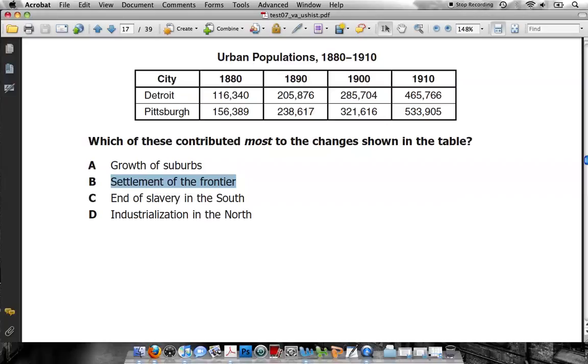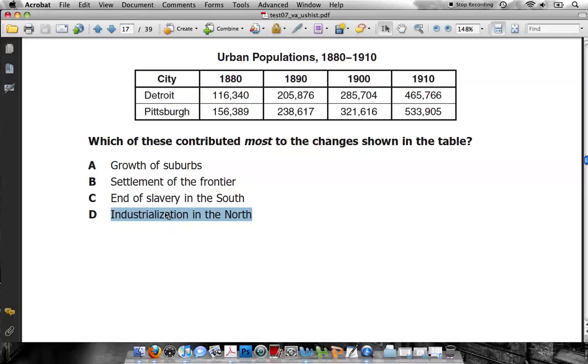Growth of suburbs. The suburbs of the United States did grow, and certainly some of this population would move to the suburbs, but think too, this is talking about the population of the city. It has nothing to do with the suburbs.